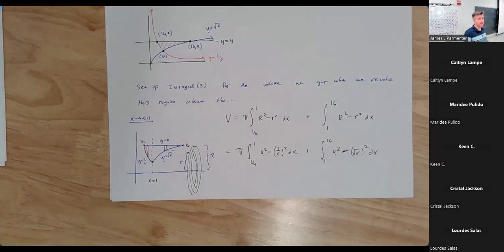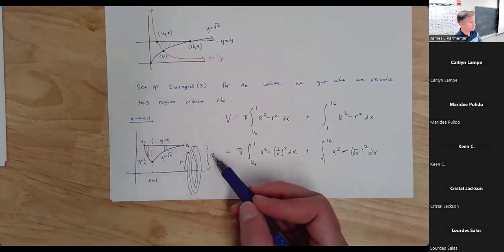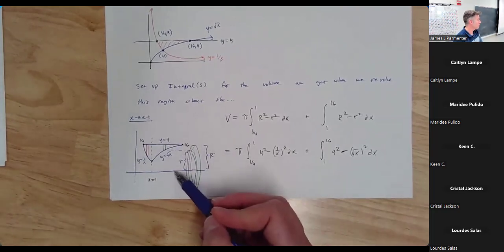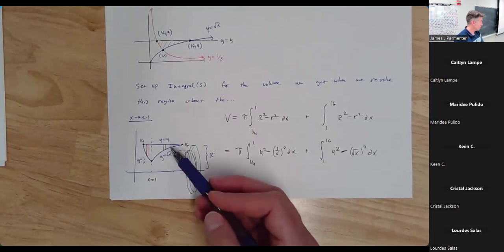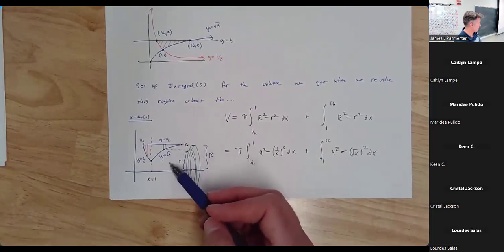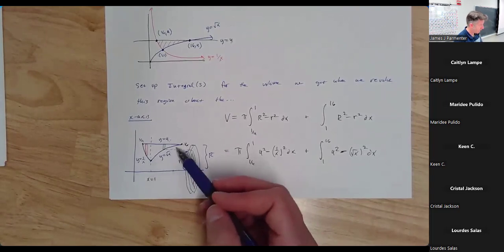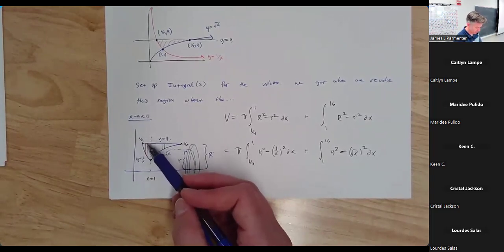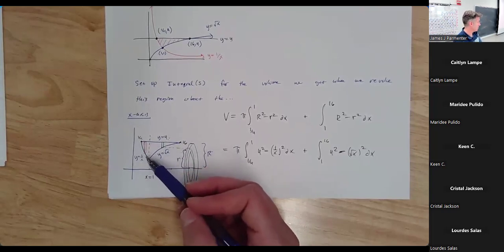So I'll say here the outer radius is 4 minus 0. It's the difference between your function and the axis of rotation. And the inner radius is root x minus 0. Same deal over here. Outer radius is 4 minus 0, and inner radius is 1 over x minus 0.